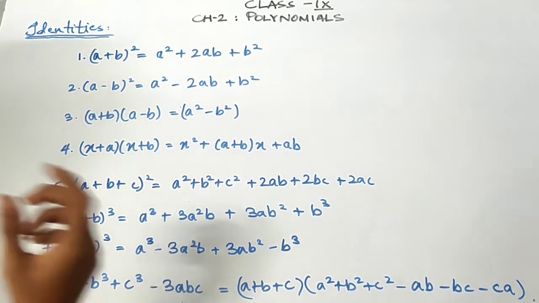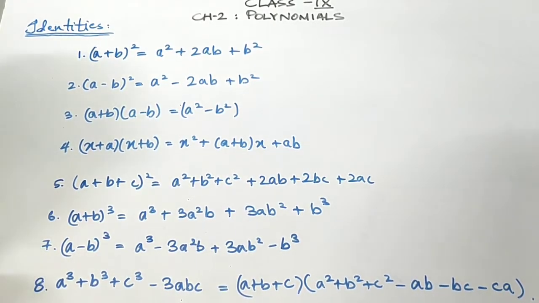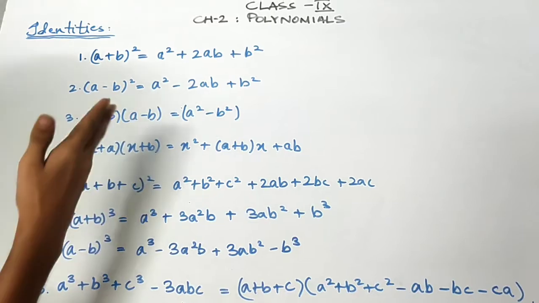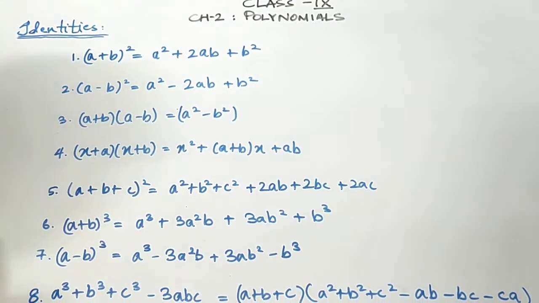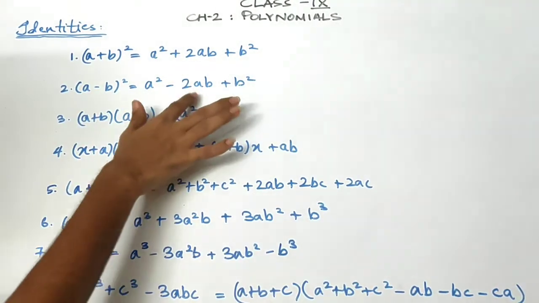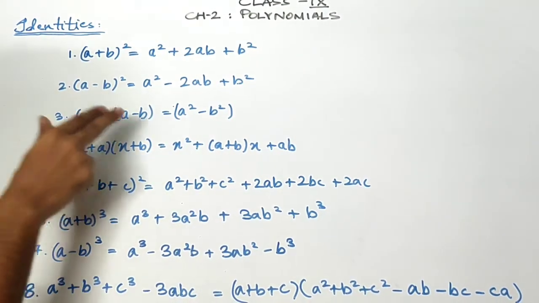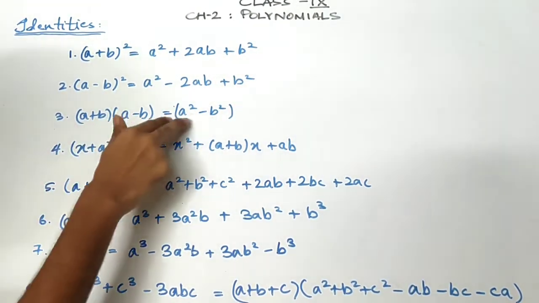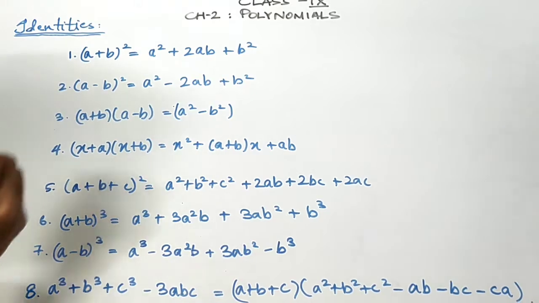So starting with the simplest identity, (a plus b) the whole square, which is a square plus 2ab plus b square. This you might already know. (a minus b) the whole square is a square minus 2ab plus b square. Now (a plus b) times (a minus b) is a square minus b square. This is also a very well-known identity.